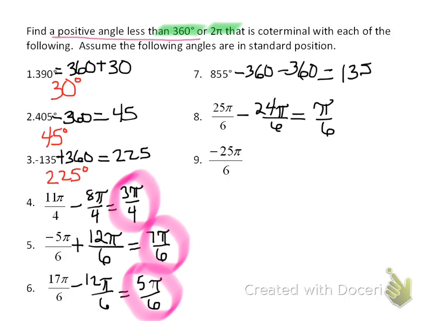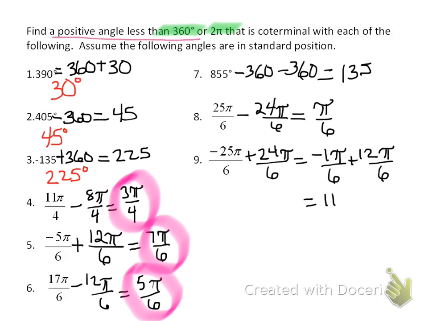Okay? So now with number 9, we have to go the opposite way. So now we have negative 25 pi over 6. If we were to add 24 pi over 6, I would get negative 1 pi over 6. Well, I'm not there yet then. So I have to add one more 12 pi over 6 to get our answer of 11 pi over 6. Good.